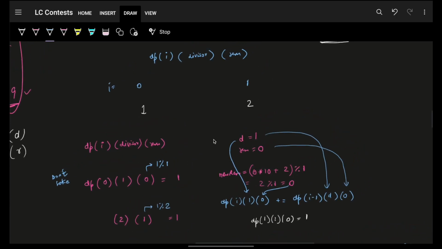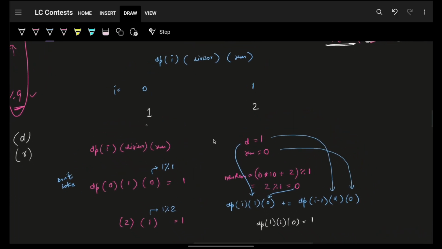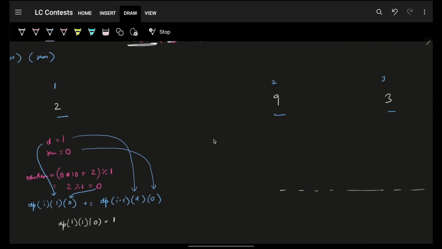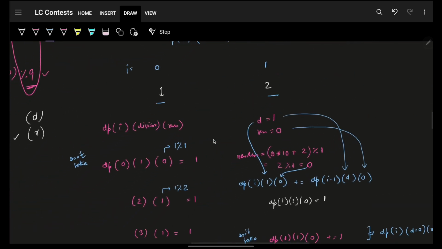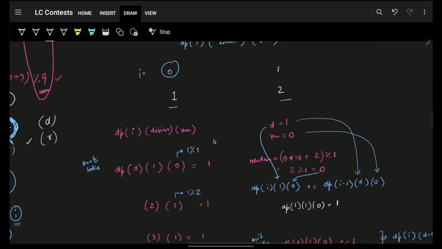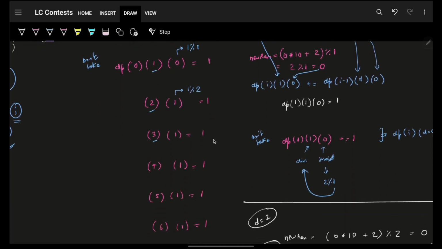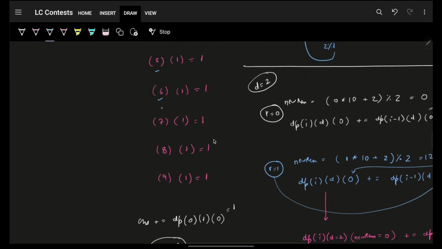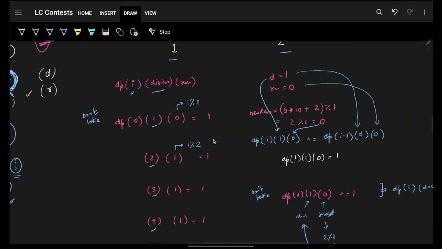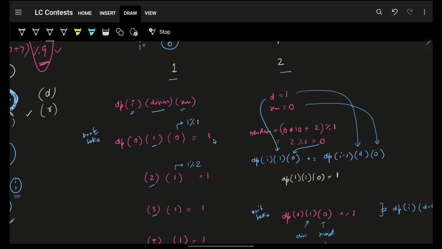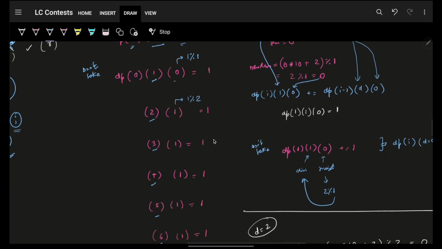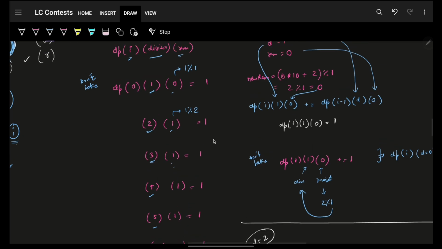Coming on, I just took the first example, which is 1 2 9 3 6. Now, obviously, in the very first stage, I told you that I will try for the current index I. I'll go to all the divisors. Divisors can be 1, 2, 3, 4, 5, 6, 7, 8, and 9. I told you then I will try for the remainders. For 1, the remainder can be 0 only. For 2, the remainder can be 0 or 1. For 3, the remainder can be 0, 1, 2, and so on and so forth.